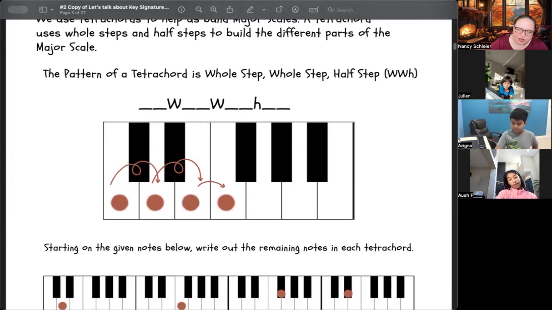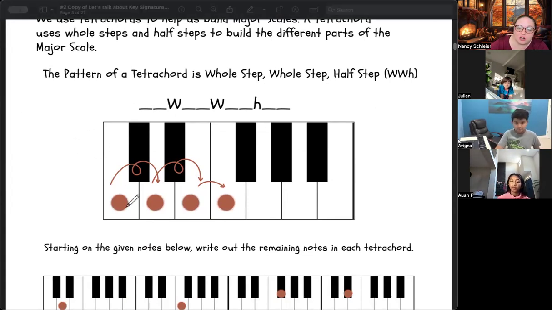So tetrachords are the building block for scales. So let's talk about what a tetrachord is. So first, we're going to have our starting note. For this example, I just started on C. So we're going to put C. We're going to go up a whole step. What's a whole step up from C? Who knows? Julian, what is it? D. Very good. All right, then what's a whole step up from D? Anybody?